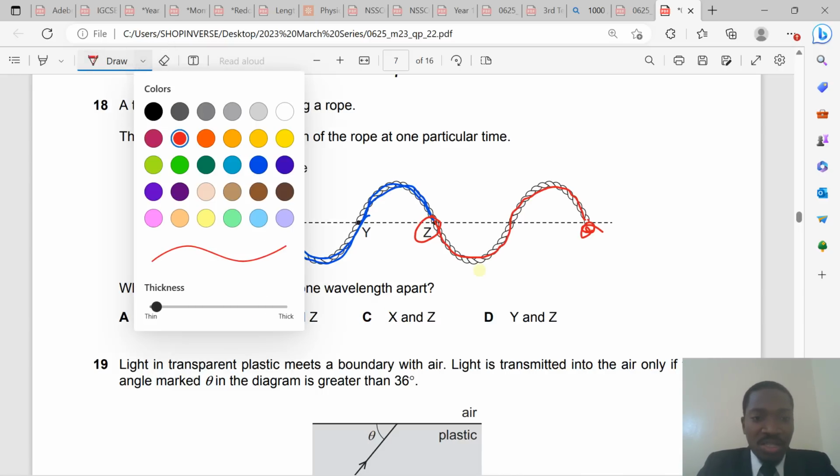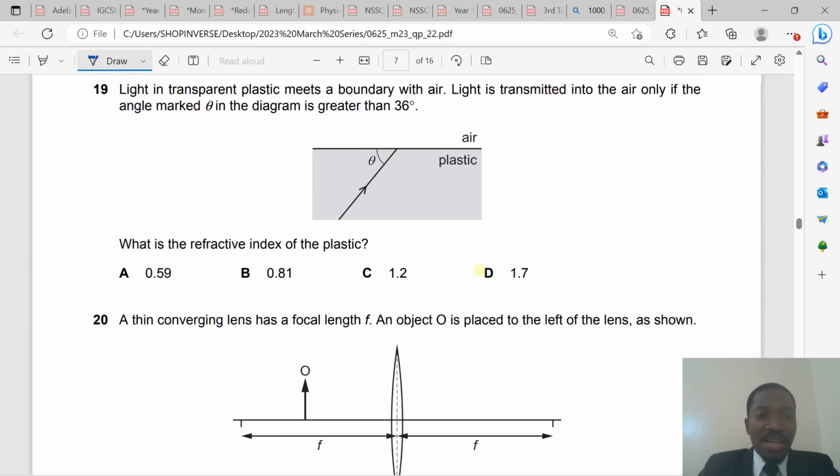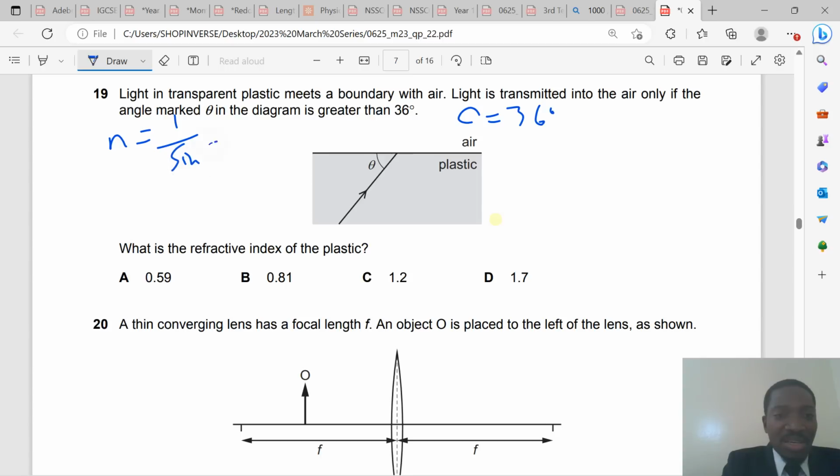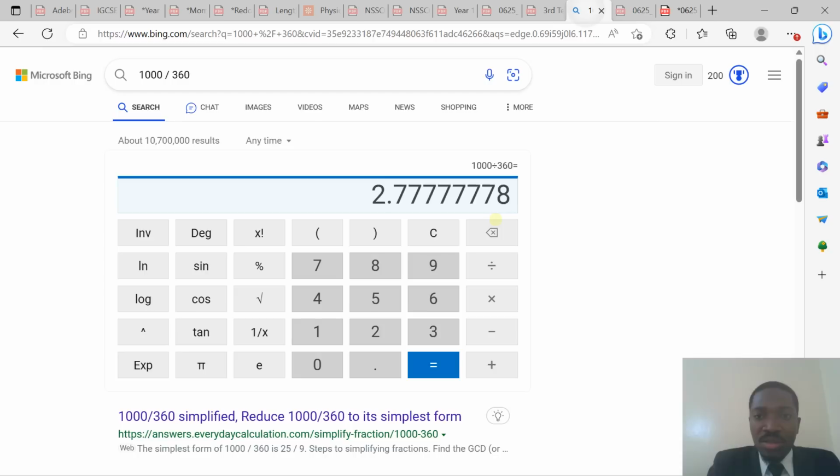We move straight to question 19. Light in transparent plastic meets the boundary with air. Light is transmitted into air only if the angle marked theta in the diagram is greater than 36 degrees. That simply means 36 degrees is the critical angle. The question now asks us, what is the refractive index of the plastic? Refractive index is 1 over sin critical angle. So you do 1 over sin 36 degrees. Let's do 1 over sin 36 and see what we get. Let's go.